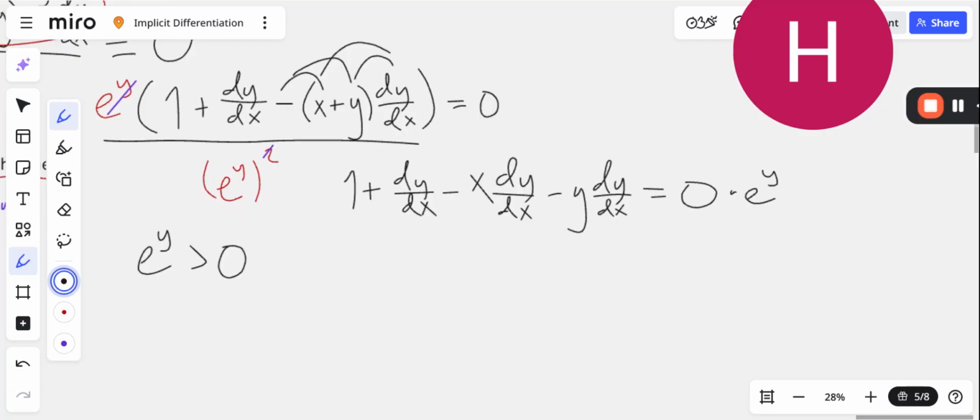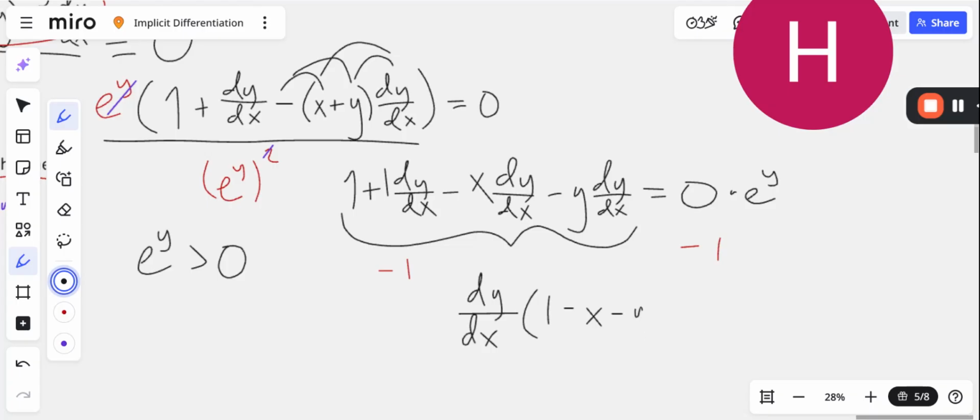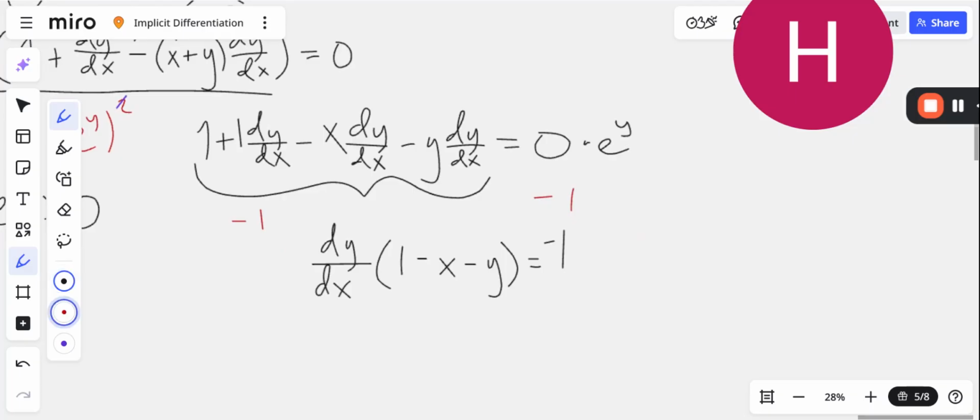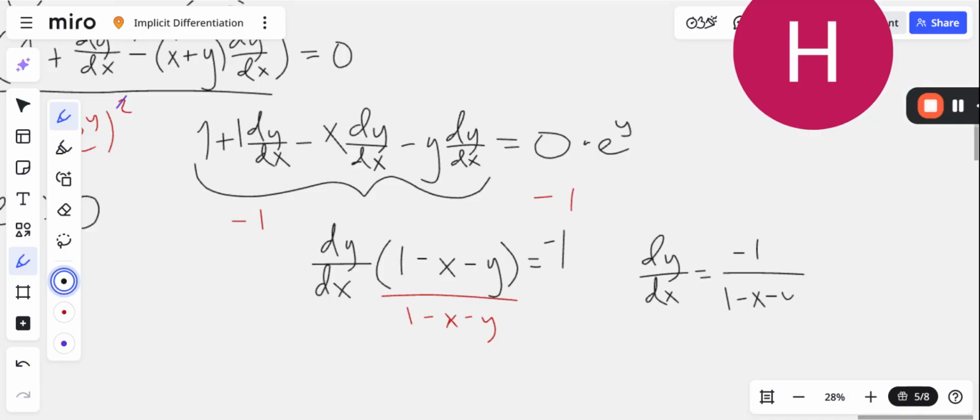Now the last thing to do here is to isolate dy/dx. So I'm going to subtract the 1, and what I'm going to be left with is dy/dx times 1 minus x minus y. And I can finish this off by dividing. So that means that dy/dx equals negative 1 over 1 minus x minus y.